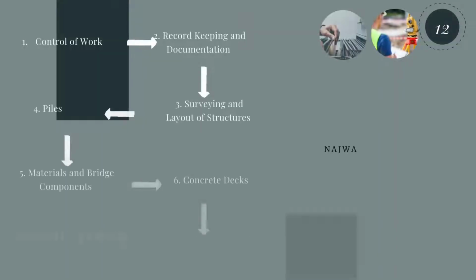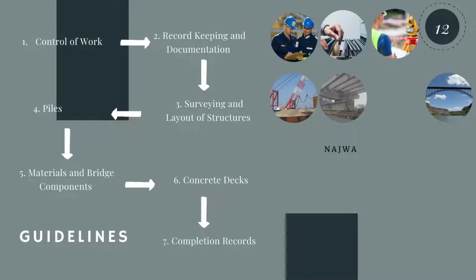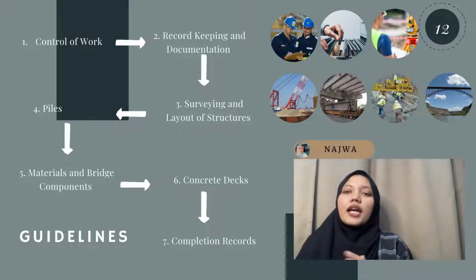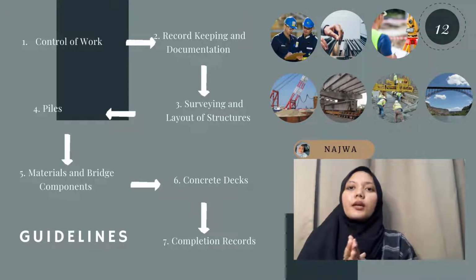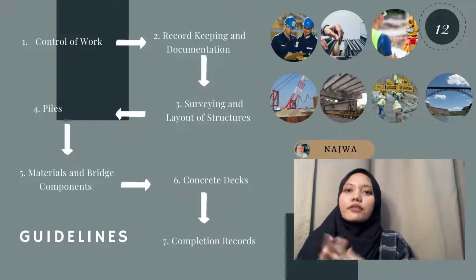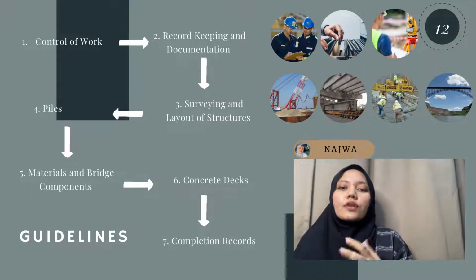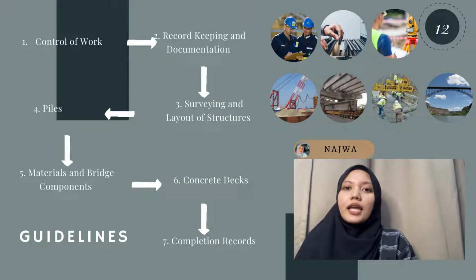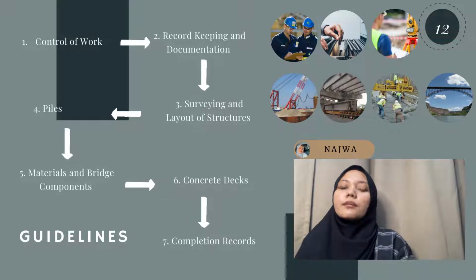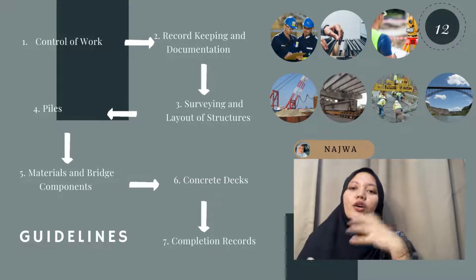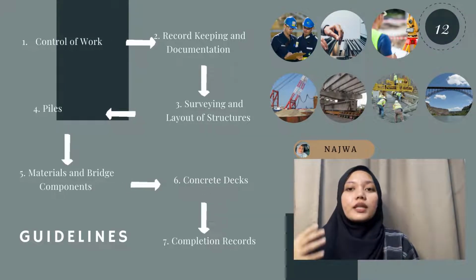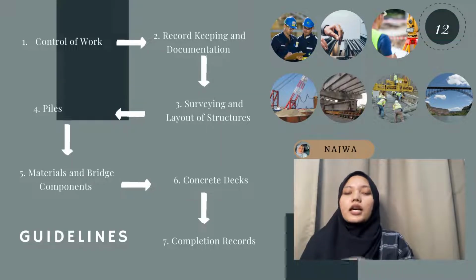There are 6 guidelines that you use in bridge construction. First, control the work, including the project diary and the industry health and safety regulations. Next, we need to record, keep and document, for example, the weekly bridge construction report. After that, surveying and the layout of the structure, for example, equipment and procedure. Then, the guideline for the bulk, also the guideline for the material and the bridge component, for example, the guideline for the framework. After that, concrete. The last guideline that we need to do is the completion record for the as-built building.